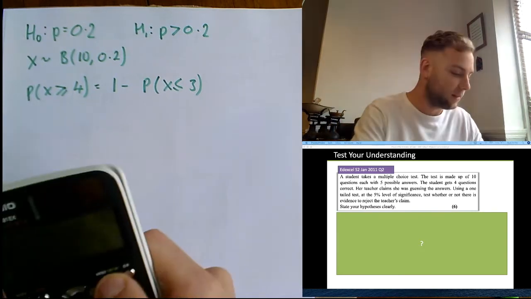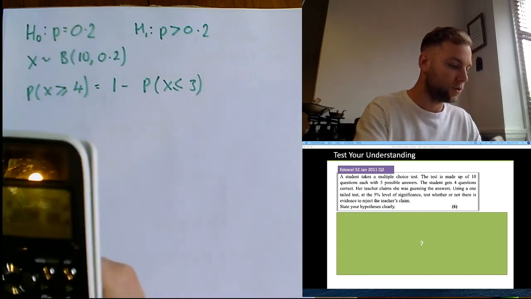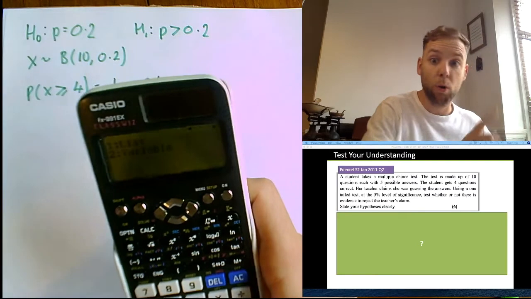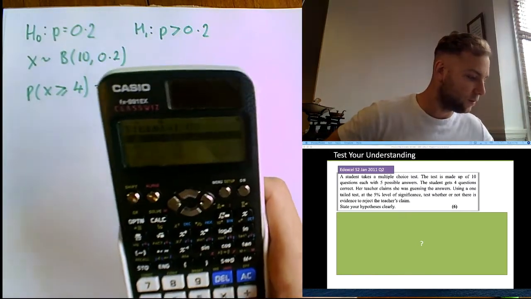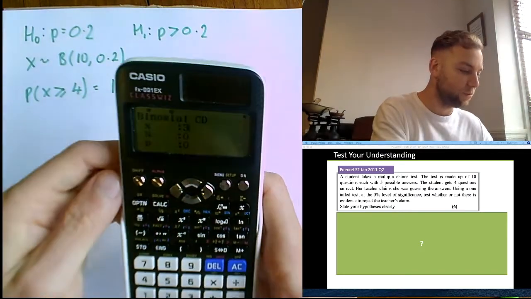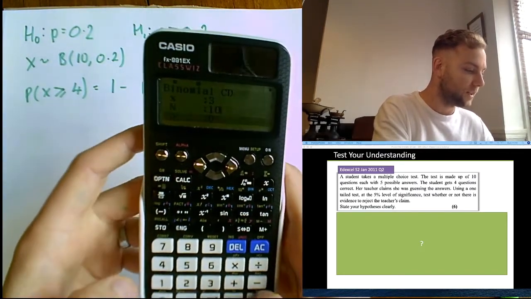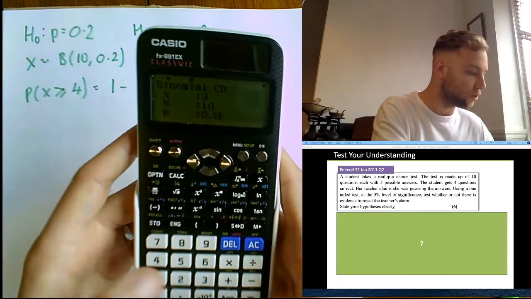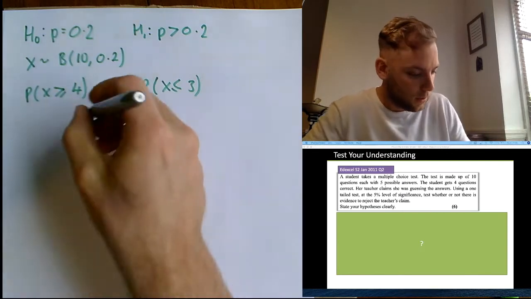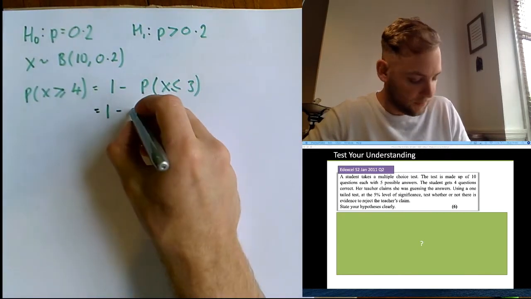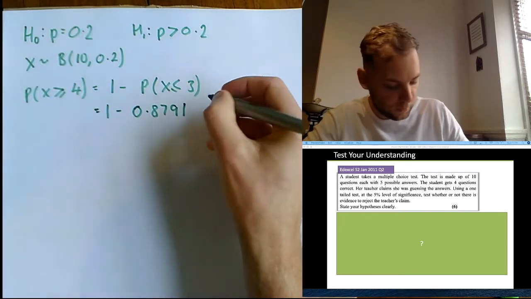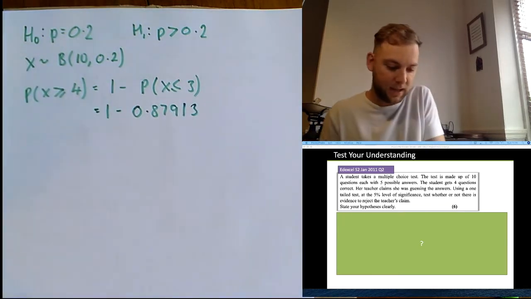So we're going to use our calculator. We go to distributions here, binomial CD, which is 1. We're only looking at one variable, so we just need to go to the variable. And we're looking at X being 3. Remember, this is less than or equal to 3. We've got 10 different questions with a probability of 0.2. So we're going to be looking at that, and that's equal to 1 minus the probability, which is equal to 0.87913 in this case. Okay, so let's work that out.